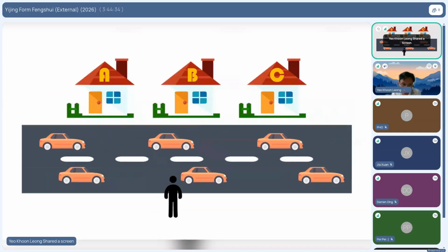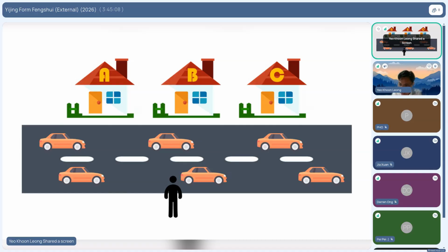Now imagine three houses on the opposite, A, B, C. Now the question is, do these houses receive any water flow? The answer is no. No, they don't receive any water flow at all. There are water flows, but they don't receive the water flows.